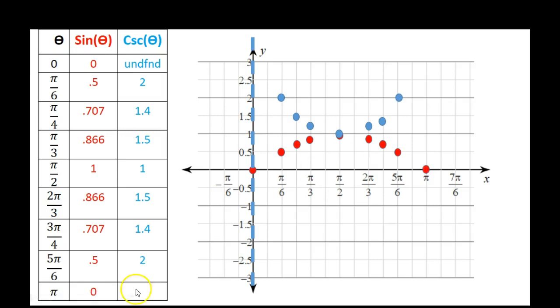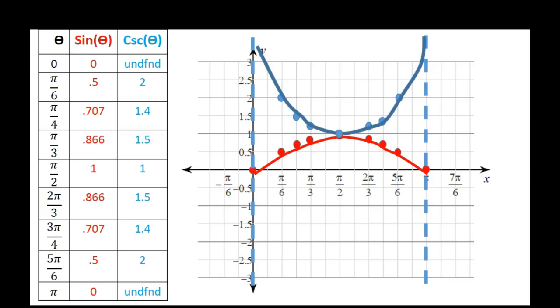Now once again, when you get down here to pi, sine is 0 again, right? And once again, that's undefined for cosecant. So cosecant's going to have another vertical asymptote there. So cosecant looks like this. Now it doesn't actually touch those blue lines, right? It just gets closer and closer to them, but never touches them. But that's what it looks like.